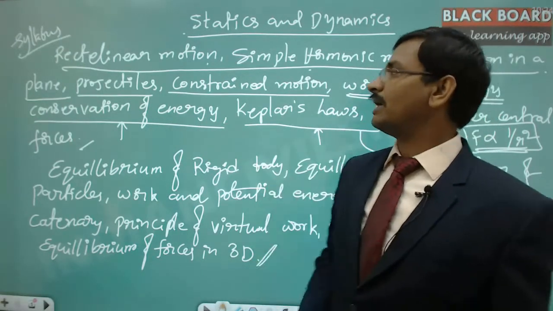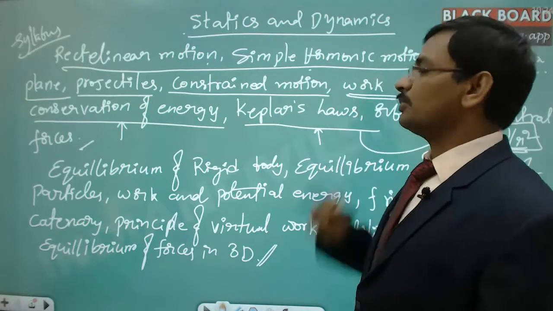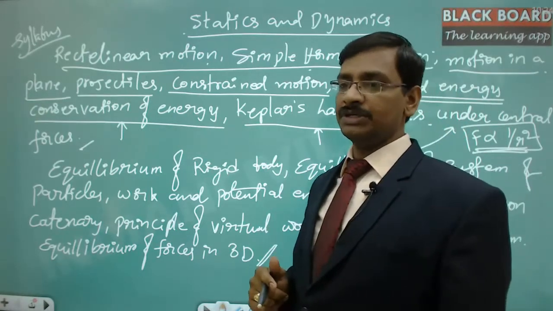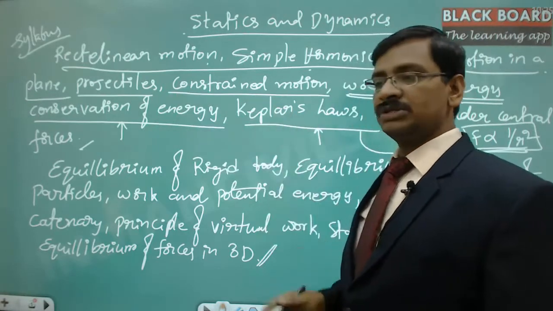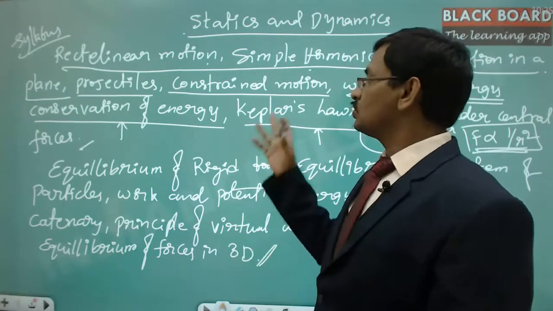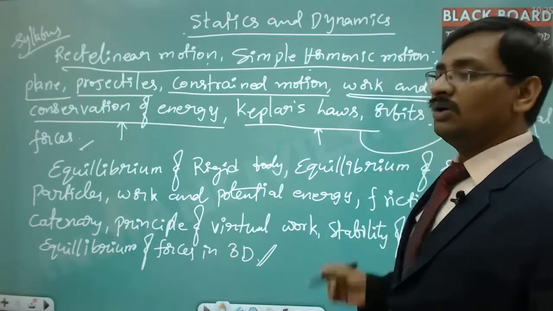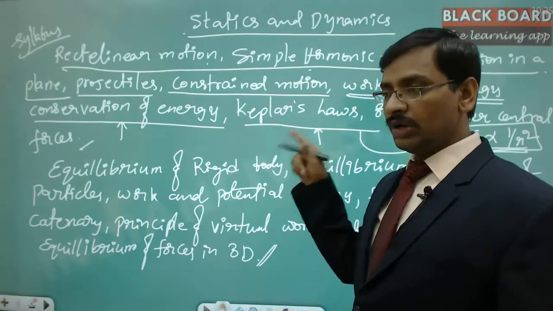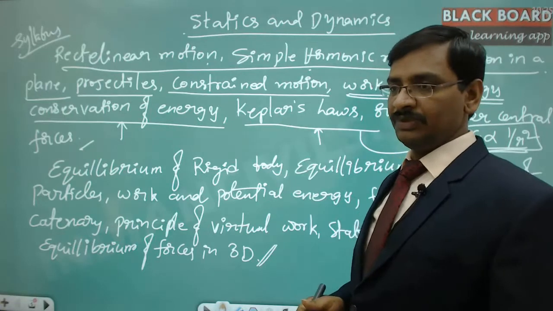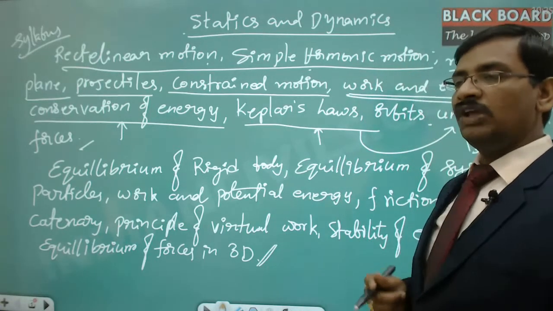To summarize, rectilinear motion and simple harmonic motion are nothing but single-dimensional motion, and then planar motion, projectiles and constrained motion we are analyzing as part of two-dimensional motion. We are not dealing with three-dimensional motion here. We are dealing with only one-dimensional and two-dimensional motion.